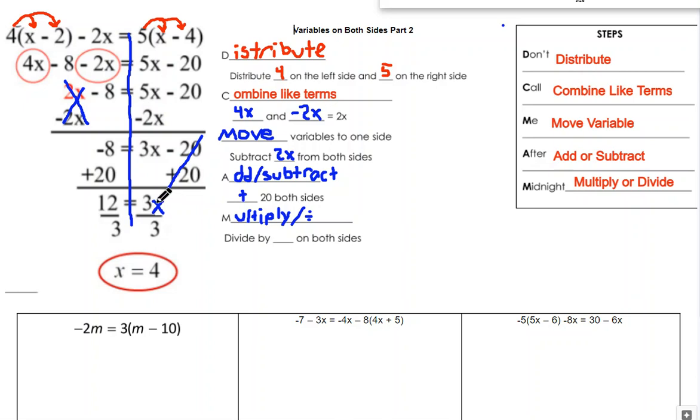All right, so I see a 3x, this means multiply. So to get rid of the 3, I have to divide by 3, cancel those out, and leave me with just x. And then 12 divided by 3 is 4. So we divided it by 3 on both sides. Okay, so using these steps, you can solve any equation out there.